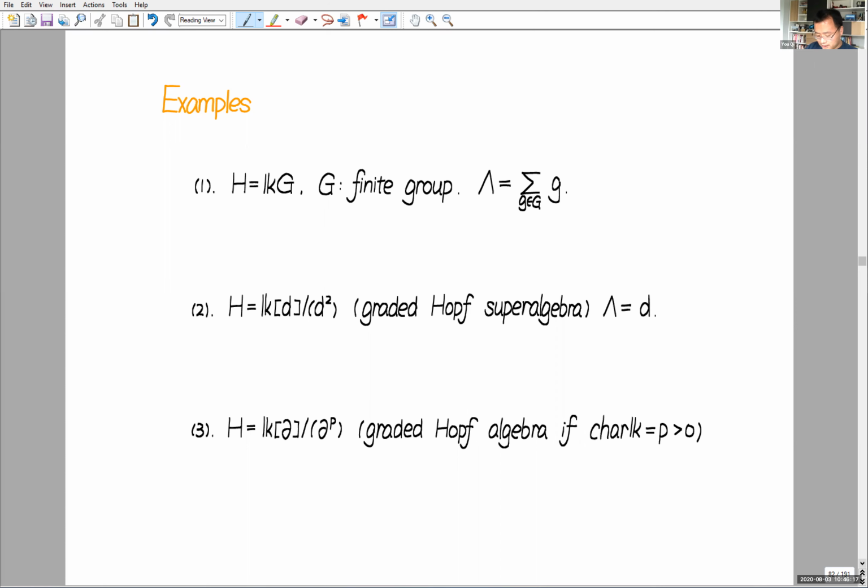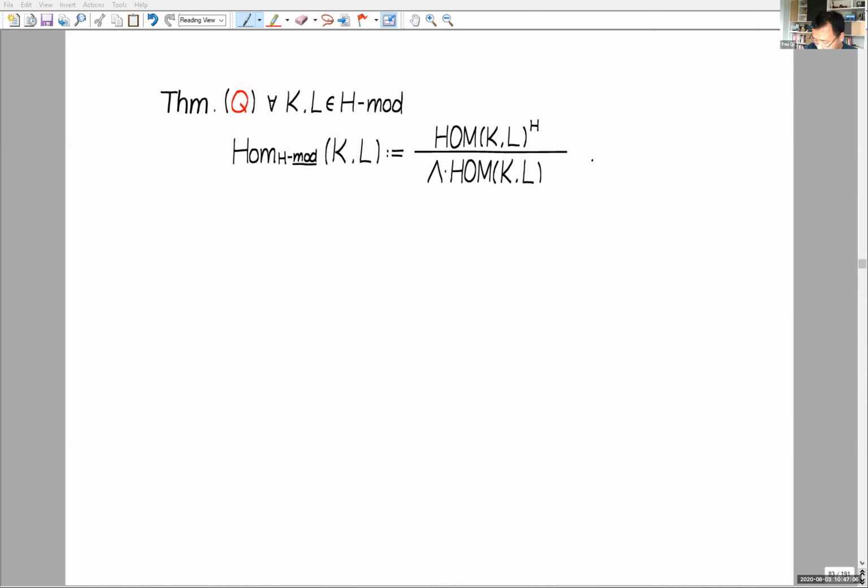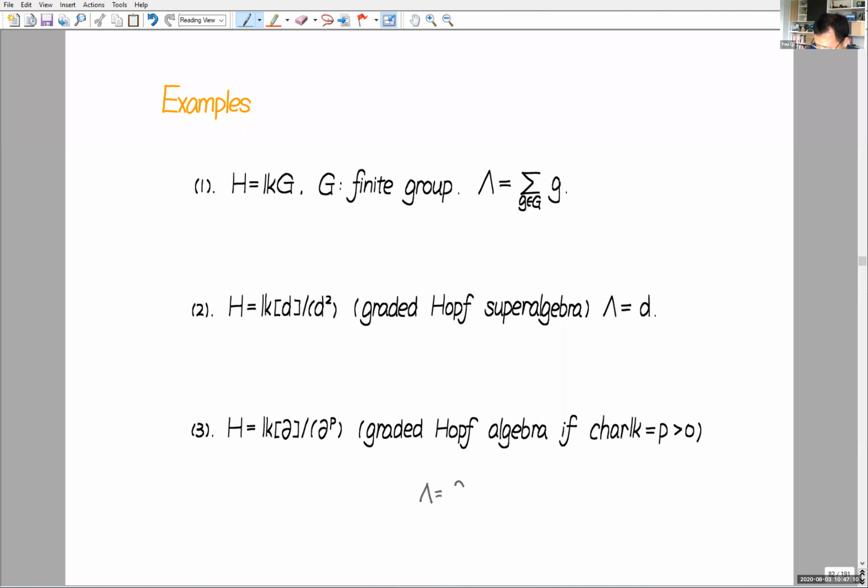Over a field of finite characteristic, the ideal generated by D to the pth power is a Hopf ideal, essentially because delta D is D tensor 1 plus 1 tensor D. Therefore, delta of D to the pth power, since delta is an algebra homomorphism, is the same as delta D to the pth power, and the freshman's dream formula holds in this case because it's characteristic p. So this is D to the pth power tensor 1 plus 1 tensor D to the pth power. So you can quotient by this ideal, and H inherits Hopf algebra structure from KD, the universal enveloping algebra. And the integral is just the top degree element inside it. So lambda is D to the p minus one in this case. Again, this is because epsilon of D is zero.